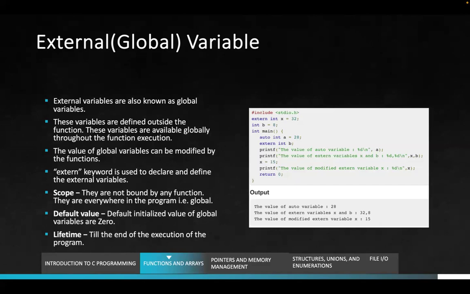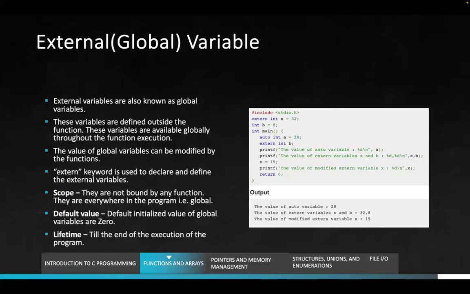What is the scope? They are not bound to any function. It can be present or used anywhere in the program. That is called global. What is the default value assigned to it? Whatever the assignment given initially, that is the default value. Coming to the lifetime, it is till the end of the program. You can use this variable anywhere. And we should be careful while using global variables.